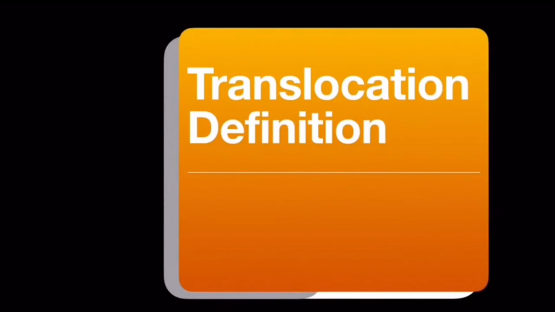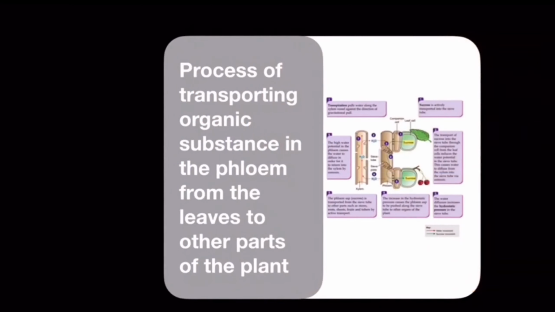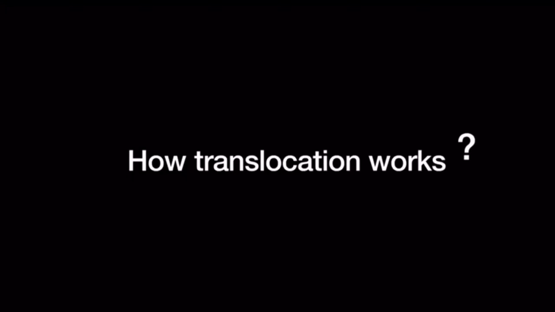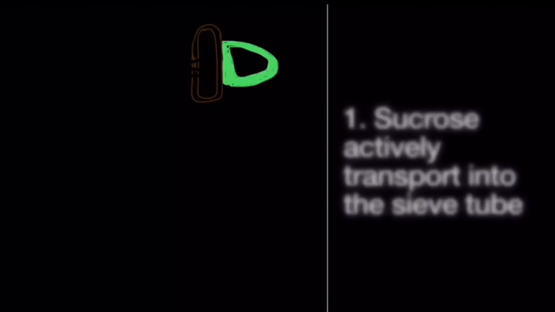Translocation. In order to go through the translocation topic, we need to know what the definition of translocation is first. Translocation is the process of transporting organic substances in the phloem from the leaves to the other parts of the plant. How it transfers and how it works, be patient. I will explain it one by one in order to get your understanding on this topic.